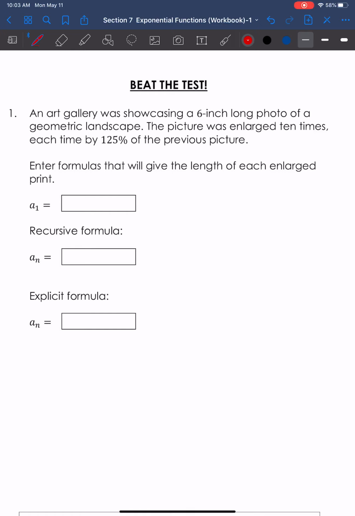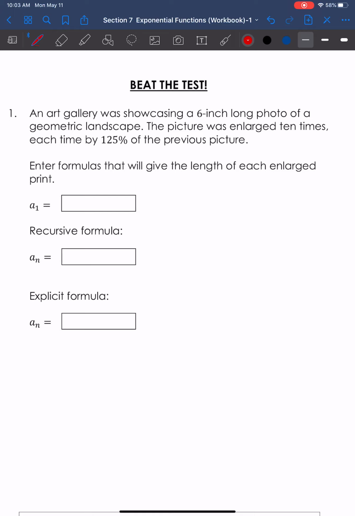Alright, this video comes from section 7, topic 1, and we're going to be talking about geometric sequences. There are two different ways to find them. You can either use a recursive formula or an explicit formula. The recursive formula is a little bit more tedious and probably shouldn't be used for finding anything over like a fifth term, or five times out.